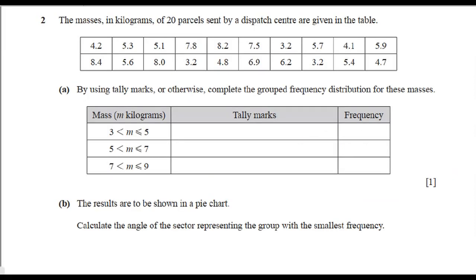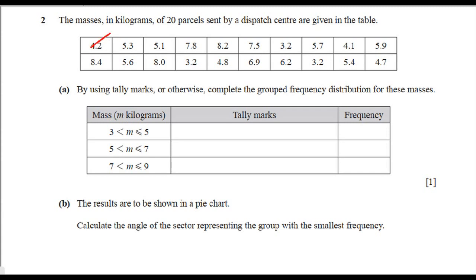Question number 2. The masses in kgs of 20 parcels sent via dispatch center are given in the table. By using tally marks or otherwise complete the grouped frequency distribution for the masses. So how many parcels have mass between 3 to 5? So let's do the first one in detail.